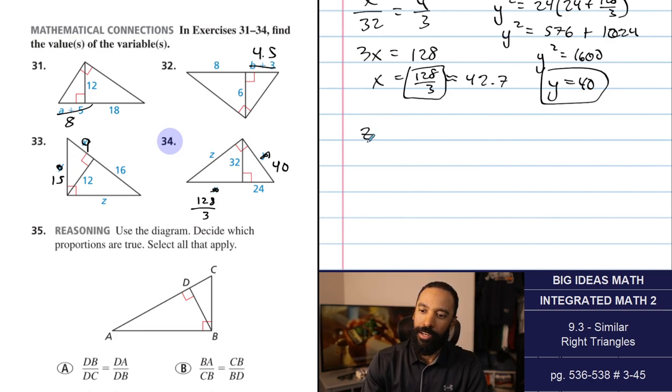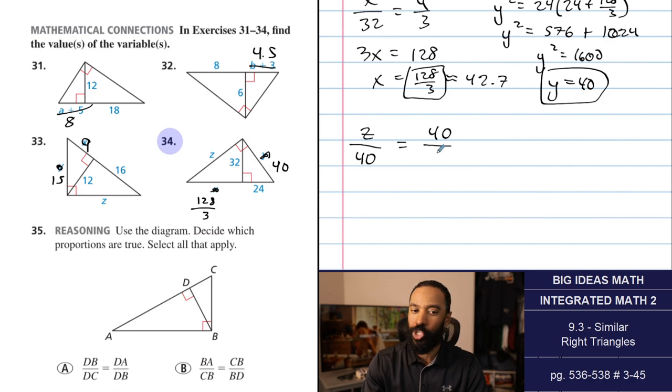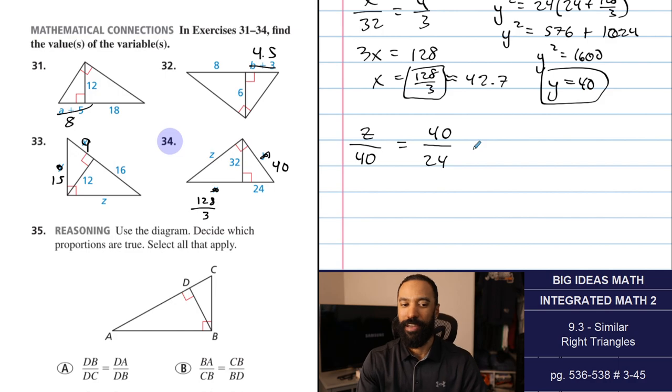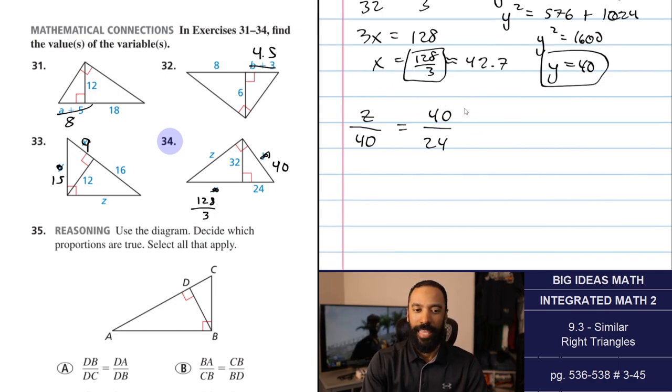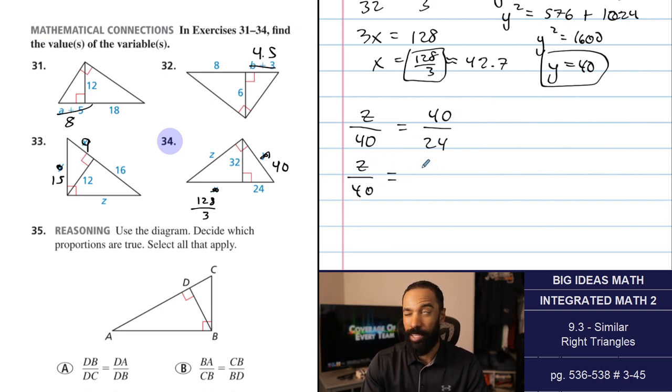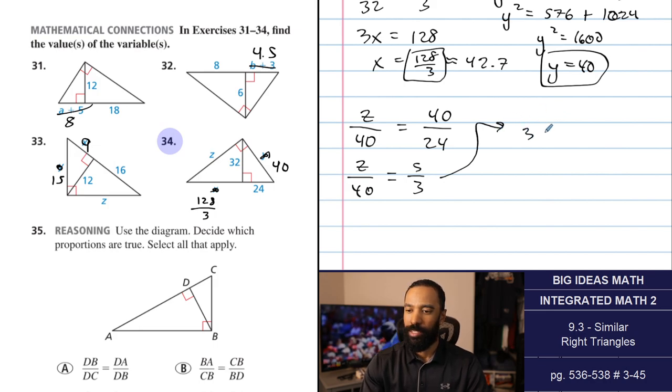I think I can do hypotenuse of the big over the hypotenuse of the small is equal to the short leg of the big, 40, over the short leg of the small, 24. Did never have to use 128 over 3. And that's something a geometric mean wouldn't teach you. So, reduce. Let's reduce first. Z over 40 equals, divide these by 8, you get 5/3. Cross multiply, and you get 3Z equals 200. And Z is another fraction, 200 over 3.